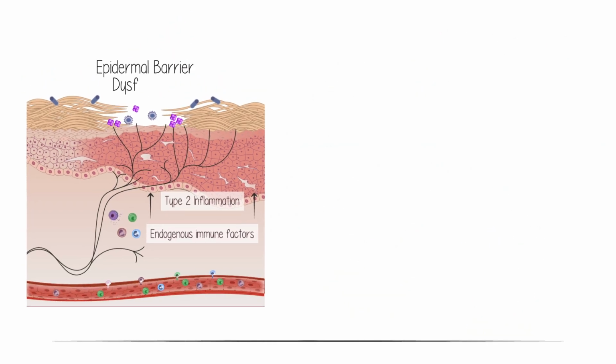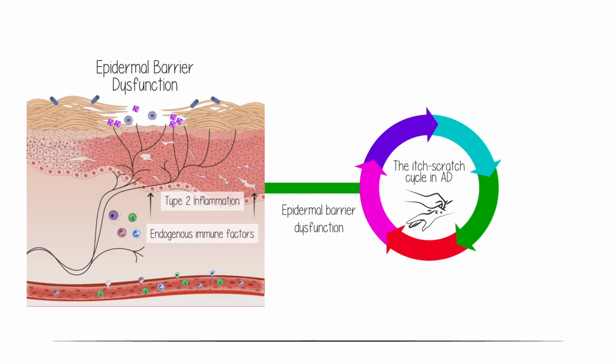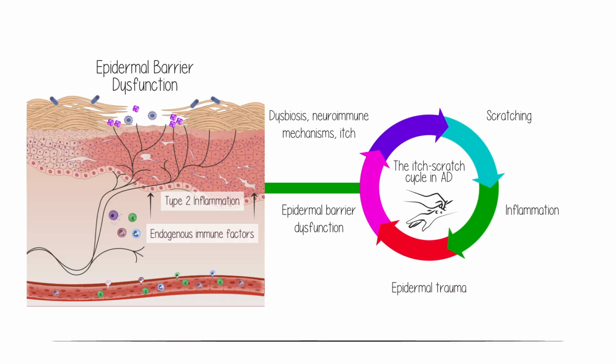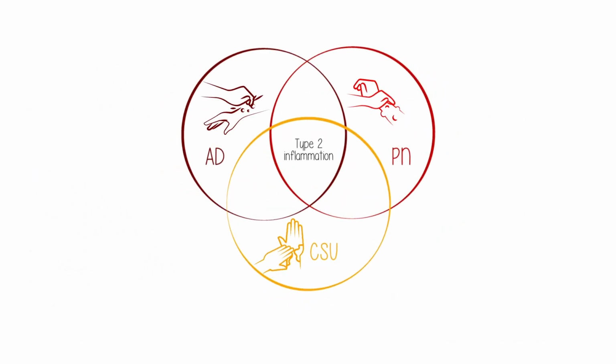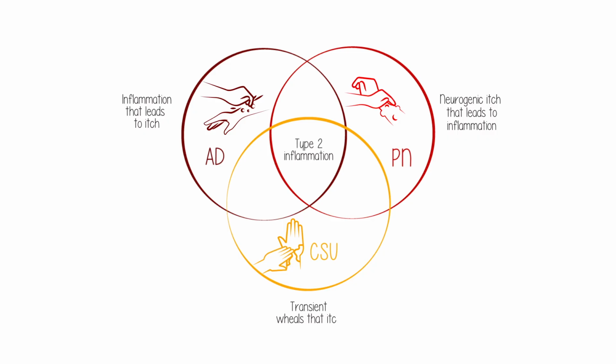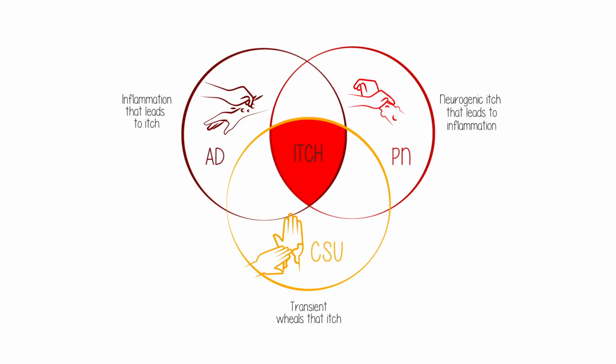In summary, itch in AD is attributed to multiple cellular and molecular mechanisms with a major initial contribution from epidermal barrier dysfunction. Subsequent scratching results in epidermal damage due to excoriation and epidermal barrier thickening, perpetuating inflammation and sensitization to itch. In the following 2 videos, we'll learn about the overlapping and unique mechanisms that drive itch in prurigo nodularis and chronic spontaneous urticaria.